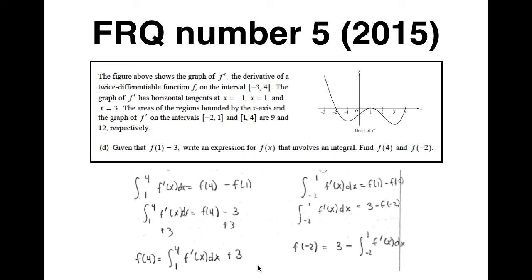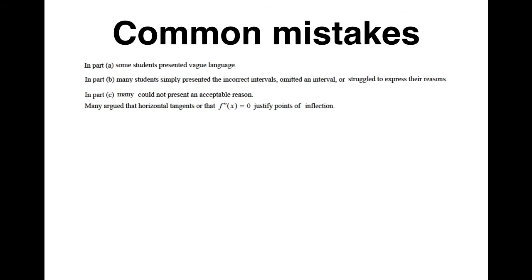And then the student doesn't write an answer, so probably they didn't really know how to find that integral. They didn't figure out how to use the 9 and the 12. So there was only 1 point earned by this student.